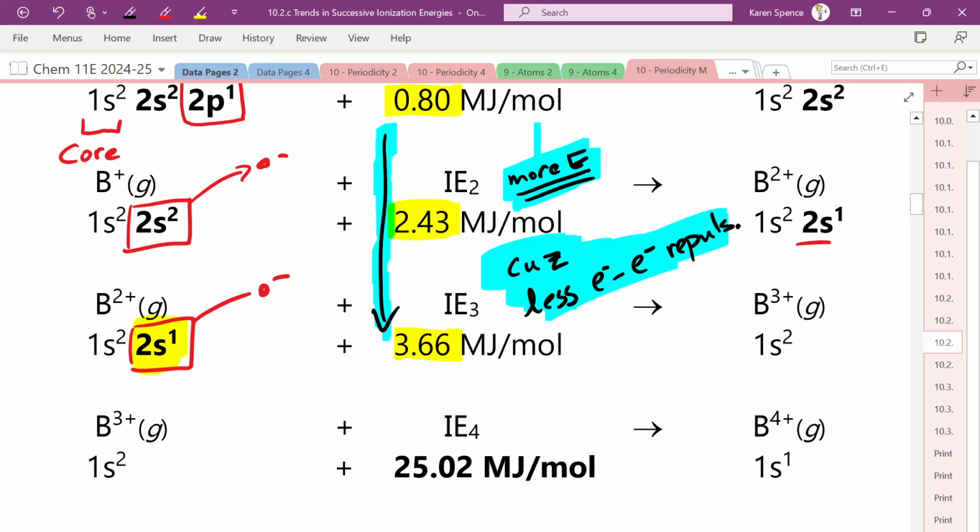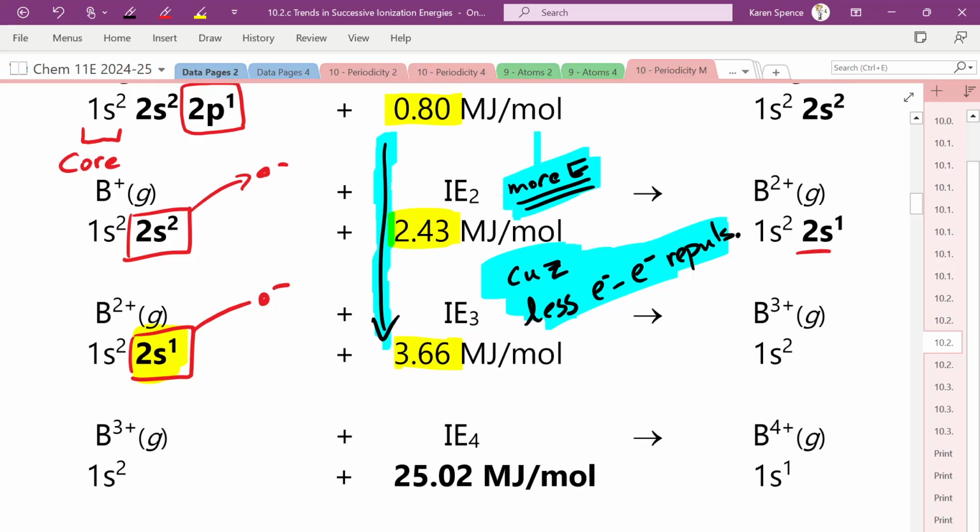So we went from 0.8 to 2.5 to 3.5. Now when we get to ionization energy 4, we go to 25. What just happened? We went 0.8 to 2.5, 3.5, 25. Good gracious. That was a big jump, yes? Why do we have that huge, big jump?